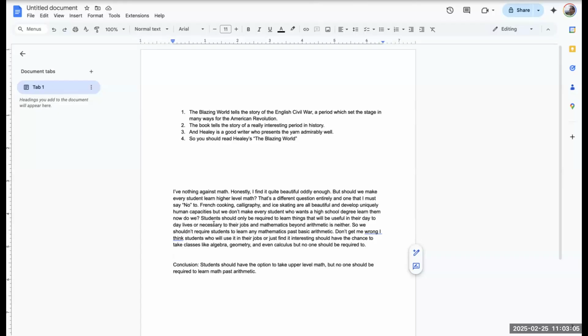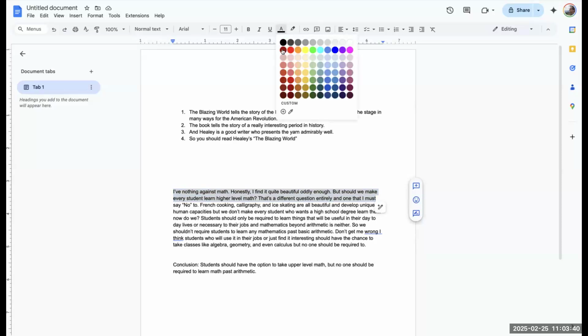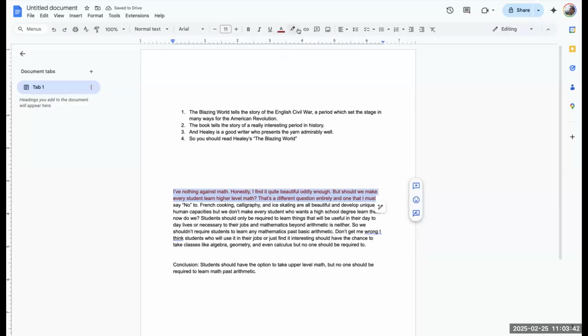this is true. Should we make every student learn higher level math? Rhetorical question, right? That's a different question entirely, and one I must say no to. Is there anything here we need to put in distilling it? No, right? One that I must say no to, that's kind of a statement of the conclusion, but we already have that here. All the rest of this is rhetoric. We could just highlight it as we've been highlighting rhetoric and other stuff, right? I'm not doing a good job highlighting.